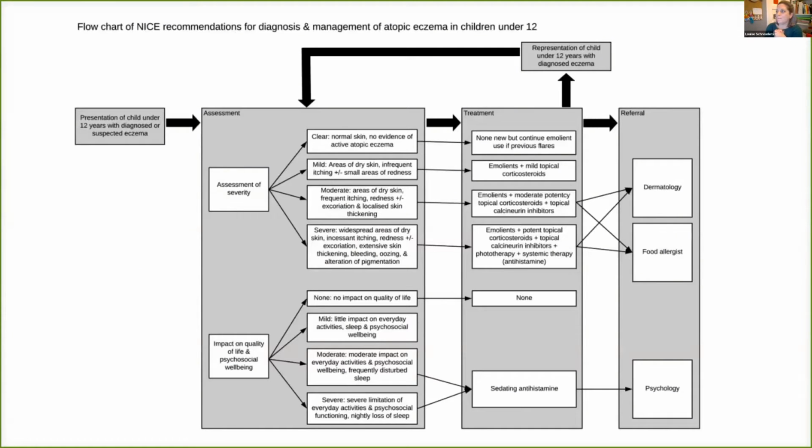So the first step for the research was trying to look at what the best practice flow was. And so we made this visualization of the NICE recommendations, which in some ways gives us an indication of why they might not be particularly well followed, because this is the pathway that you might have.